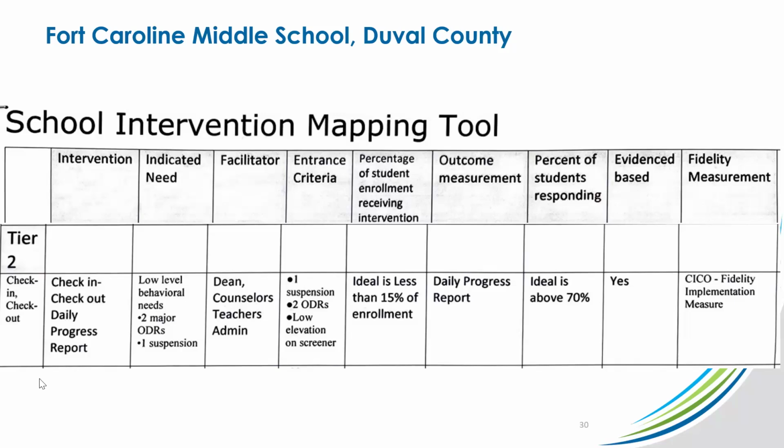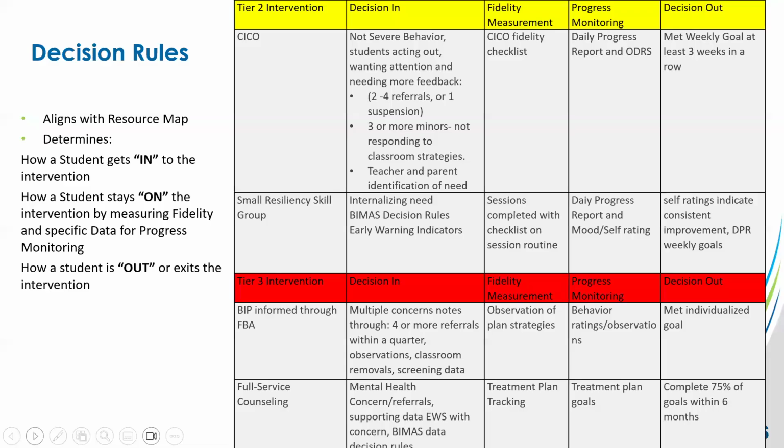And you can see the outcome measures. We look at how many students are responding. We actually review that frequently because we want to make sure the interventions we're doing are effective. This is a great example, check in and check out, because we have a lot of data and we tend to want to start students at the lowest tier 2 intervention possible, which for us is check in and check out. You can go to the next slide.